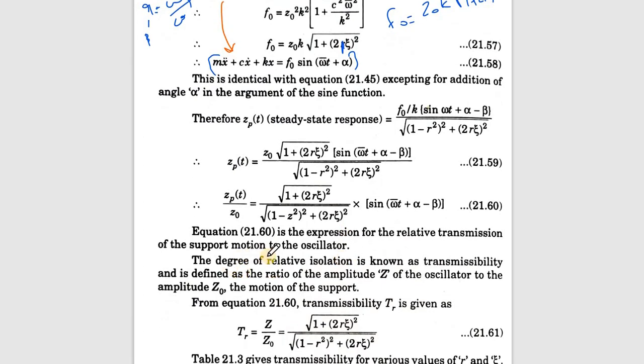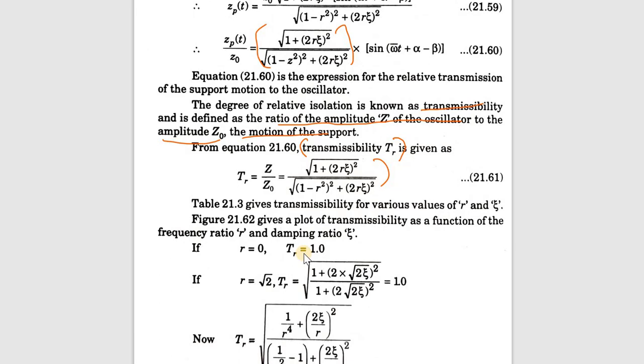Now, for the degree of relative isolation, a new term is introduced. It is called the transmissibility, defined as the ratio of the amplitude of the oscillator to the amplitude Z0, that is the motion of the support. This is the important term: transmissibility. So transmissibility is equal to Z by Z0. This term is an important term, you need to have an idea.